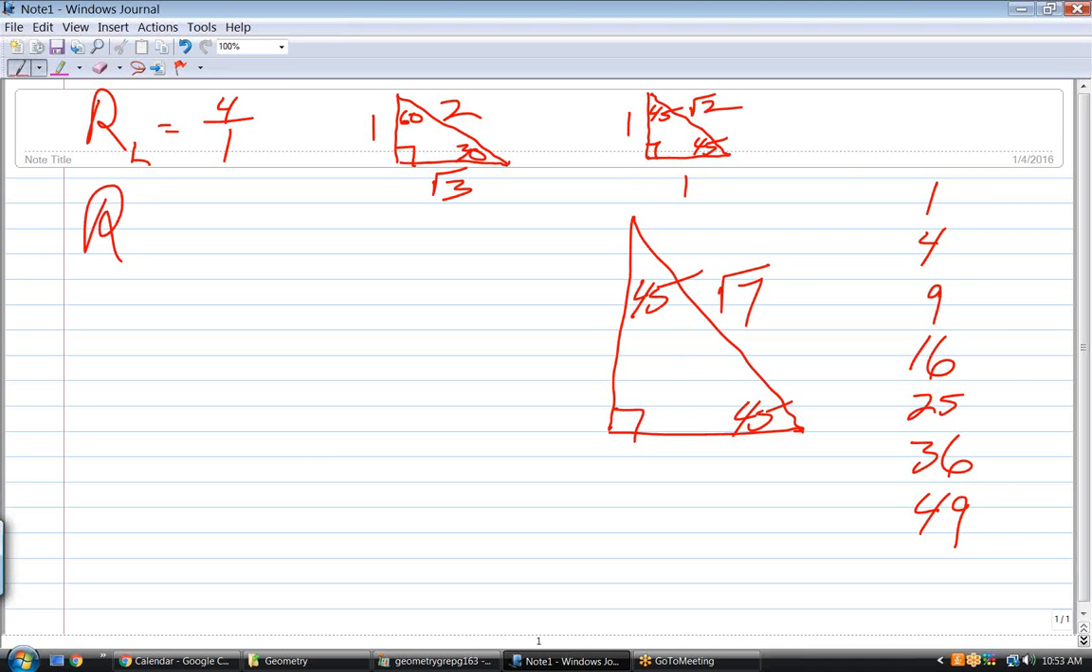So we know that the linear ratio is square root of 7 over square root of 2. Go big to small, always. So square root of 7 over square root of 2.